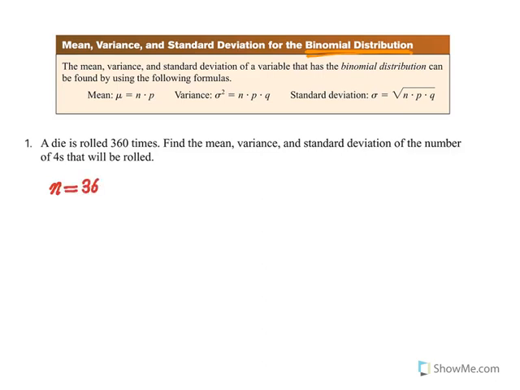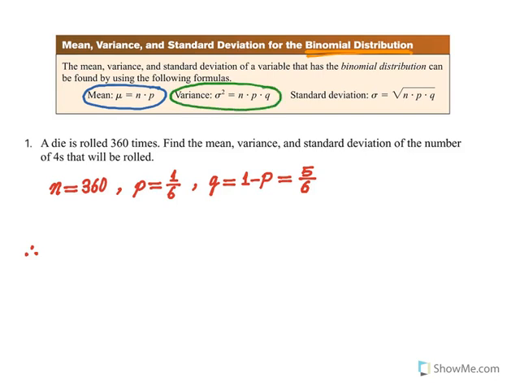So n is 360 trials. We remember that p, the probability of success, which is getting a 4, was 1 out of 6. And q, which is 1 minus p. Again, I like to always remind you, in binomial distributions, q is 1 minus p, and it's 5 out of 6. This is how you find q. So therefore, let's compute them. Okay, so let us give the mean blue color, the variance green color, and the standard deviation this orange color. So let's start.